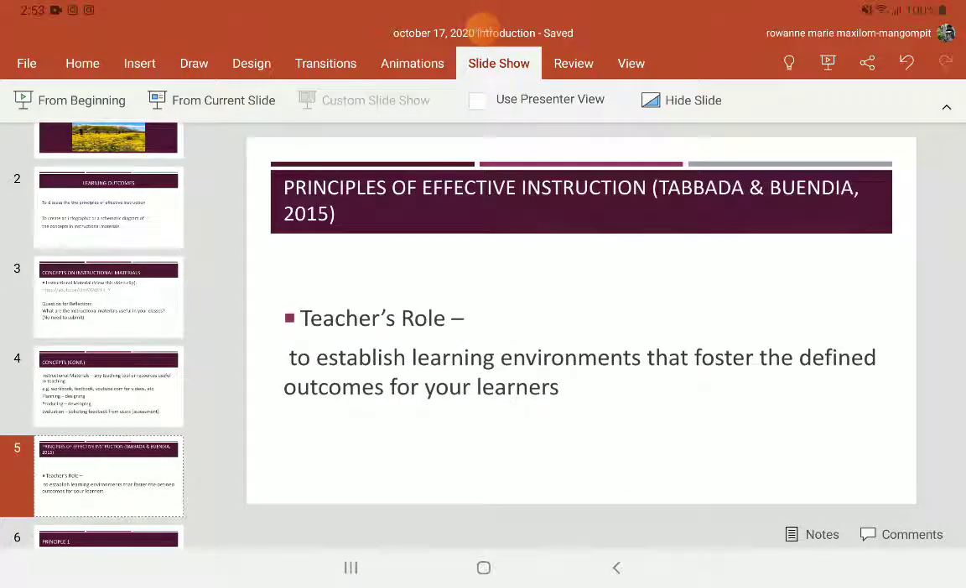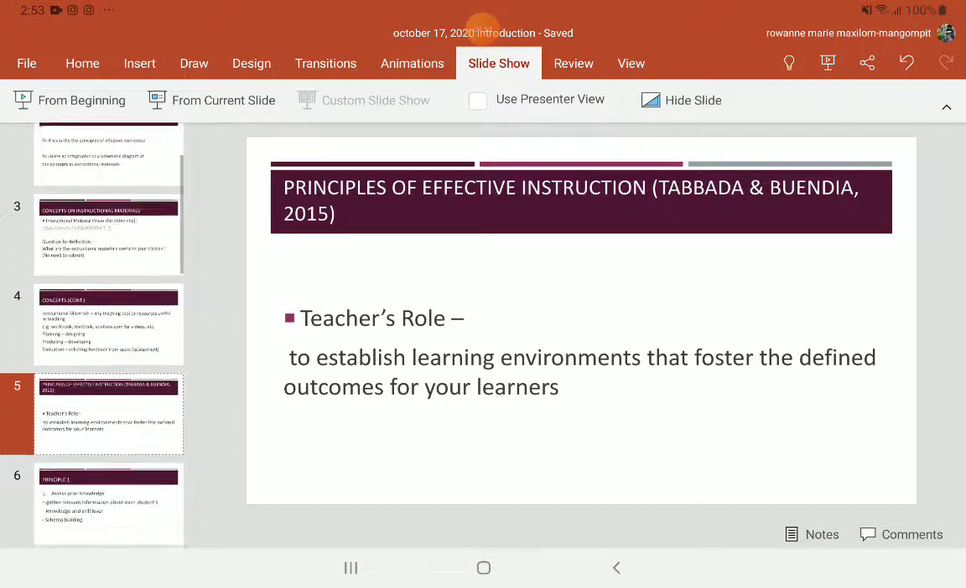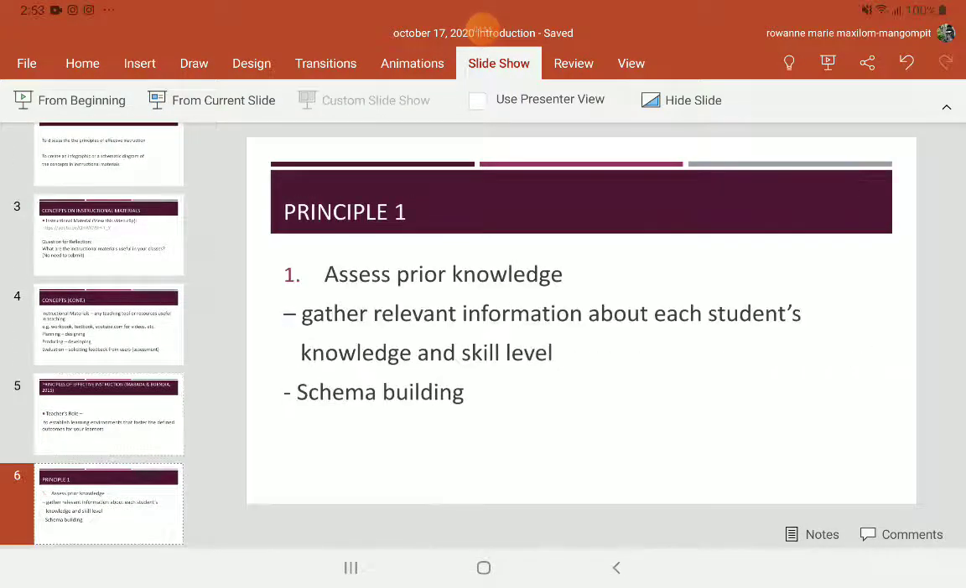And then the principles of effective instruction, according to Tabada and Bandia 2015, I actually have here a hard copy of the book. I'll just share with you some principles that can be very useful in effective instructions as we're talking about instructional materials. So the basic concept is instruction, but we have to ask ourselves, what are the basic principles? So our role as teachers is to establish learning environments that foster the defined outcomes for your learners. And then principle number 1, assess prior knowledge.